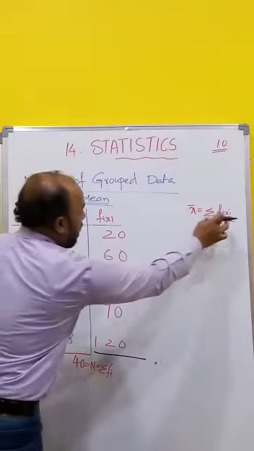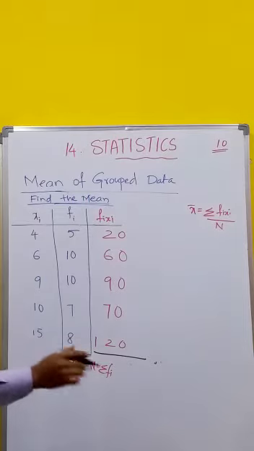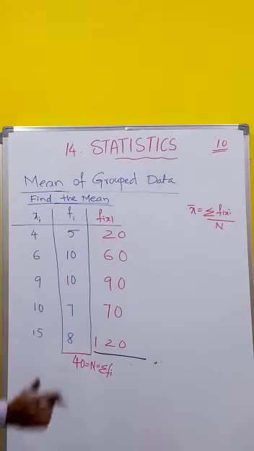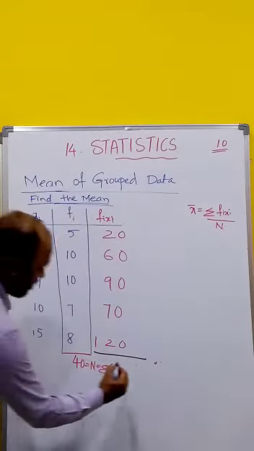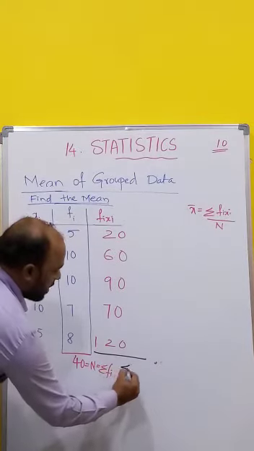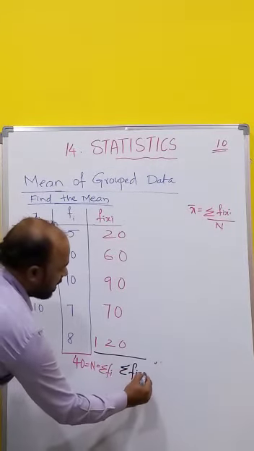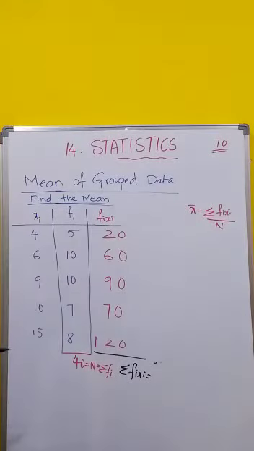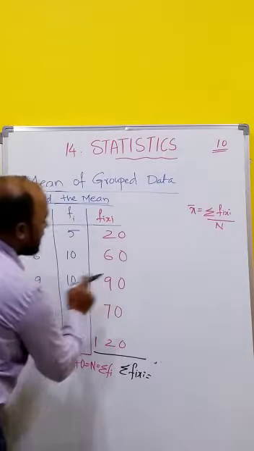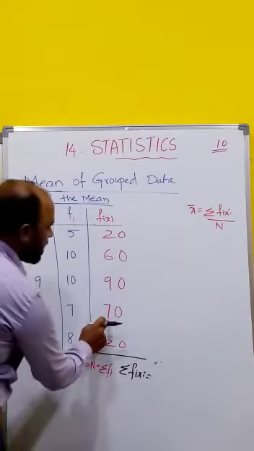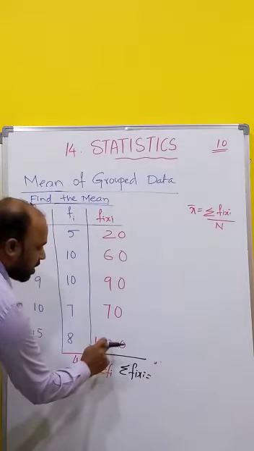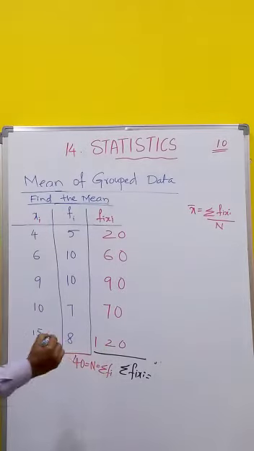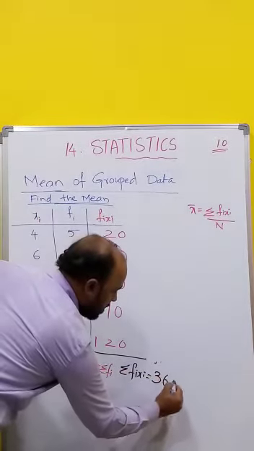What is that? Sigma fi xi we have to find. Sigma is nothing but the summation of the terms, the sum of the total terms. It is a Greek letter. We'll find this one first. Sigma fi xi, adding all the terms here. Clear? 20 plus 60, 80. 80 plus 90, 170. 170 plus 70, 240. 240 plus 120, 360. Total 360.